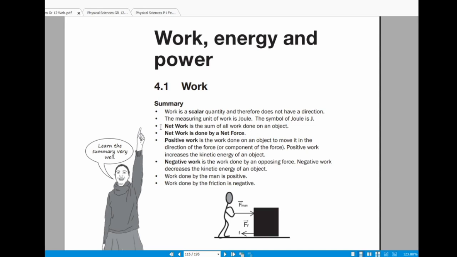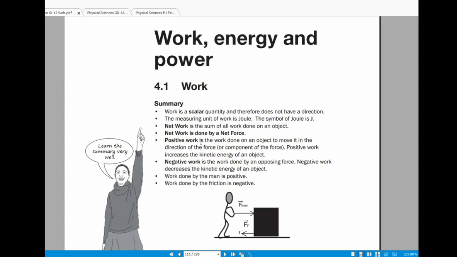So when you're calculating net work, you are basically calculating the work done by some net force, meaning you'll add all the forces that are involved and then calculate the work done by the net force. Or you can calculate the work done individually by each force and then add the total work and get net work, right? It will make more sense as we do some questions.